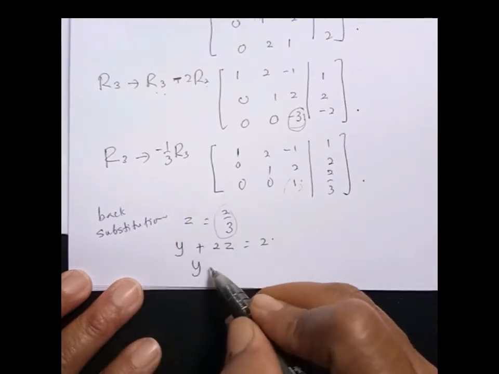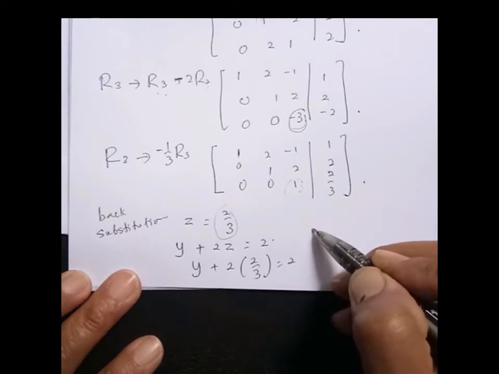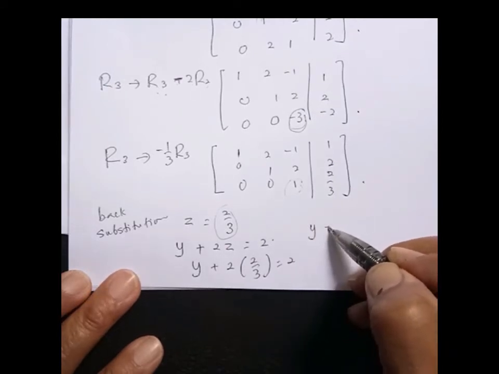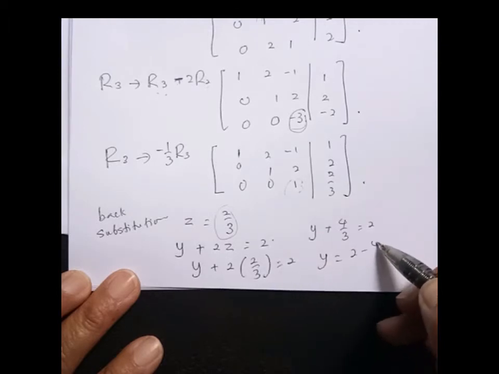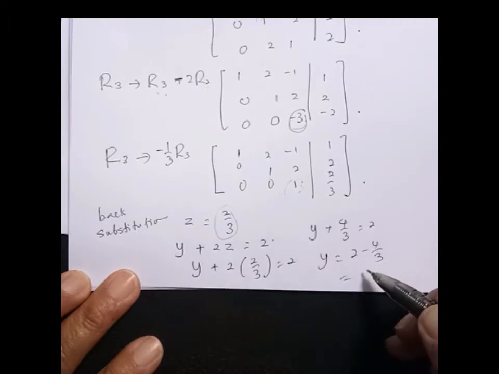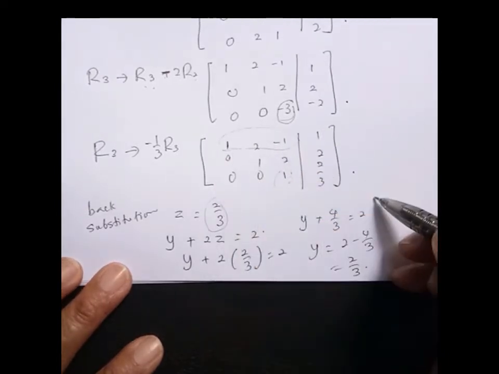Okay, now Y plus 2 times 2 over 3 is 2. So we have Y plus 4 over 3 equal 2, so Y is 2 minus 4 over 3. So this is 6 minus 4, which is 2 over 3.